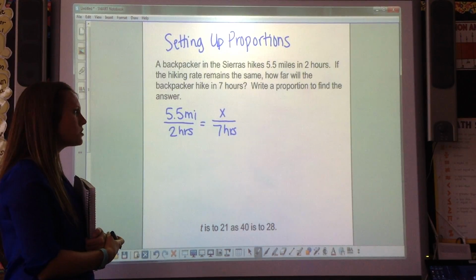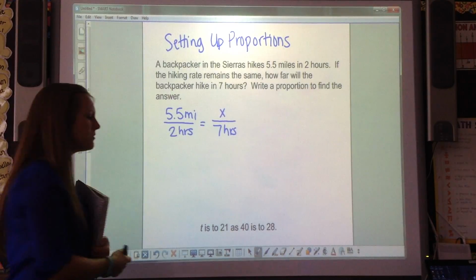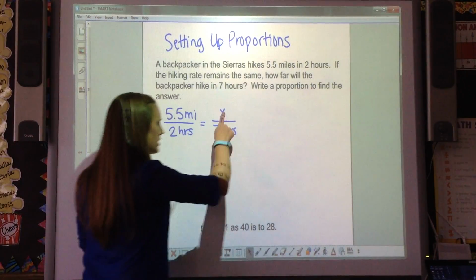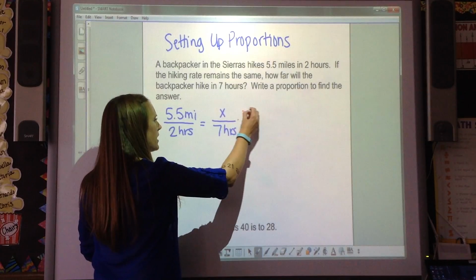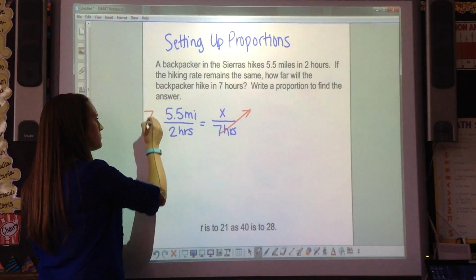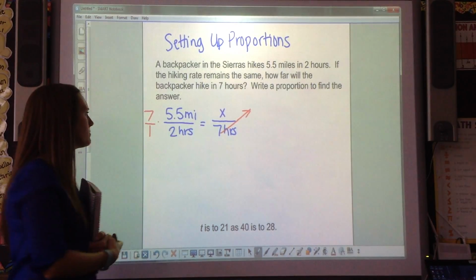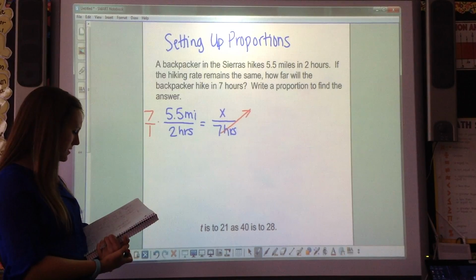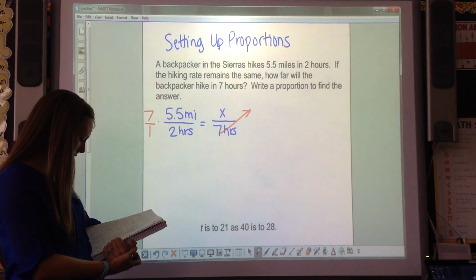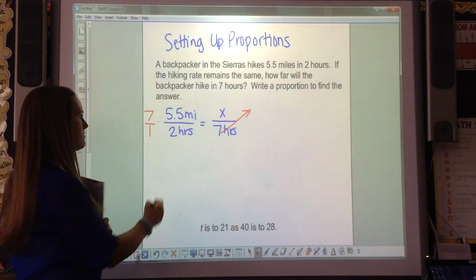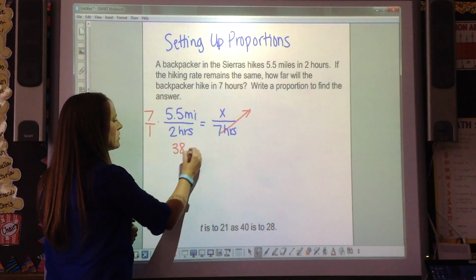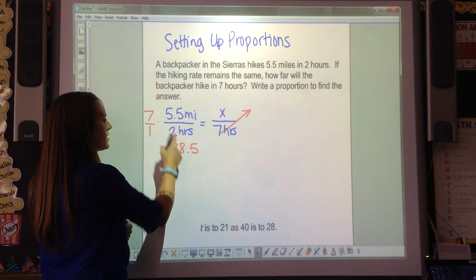We're going to solve this algebraically. I want to get the x by itself on the right side. So they're dividing. We should multiply. There's no cross-reducing this time, so I'm going to multiply straight across. 7 times 5.5 is 38.5. 1 times 2 is 2.